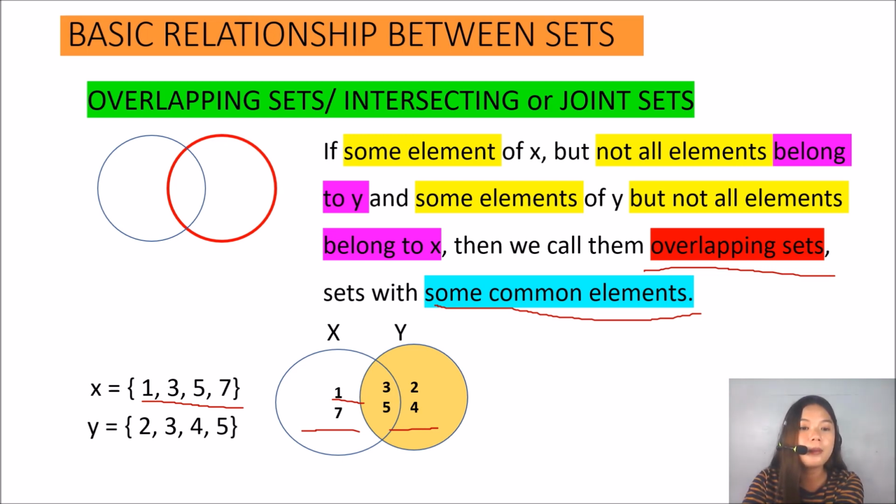Ang element naman po ng Y natin ay 2, 3, 4, 5. So, tignan nyo po dyan. Ano po ang common sa kanila? Ano po ang parehas sa kanila na element? We can see here na parehas na may 3 at parehas na may 5 po yung dalawang set. Therefore, these are what we call overlapping set. Kasi po, there are some common elements. Therefore, the two sets are overlapping or intersecting or joint sets. Okay?